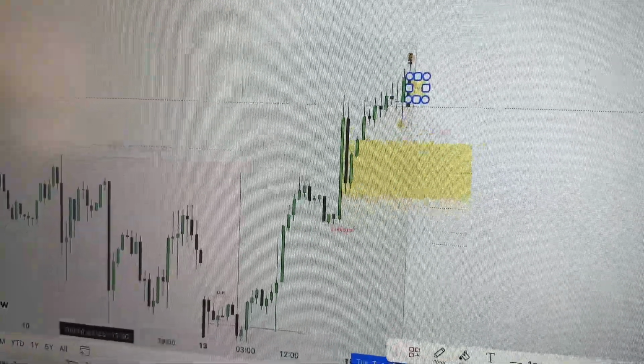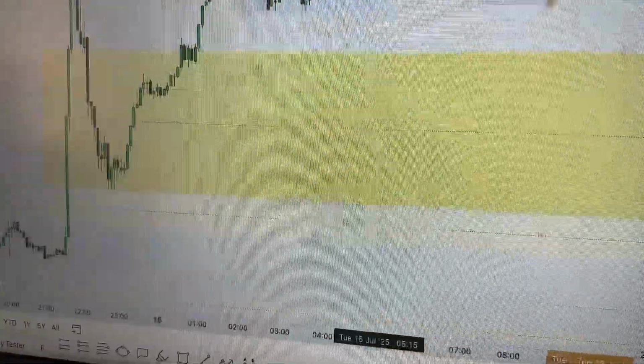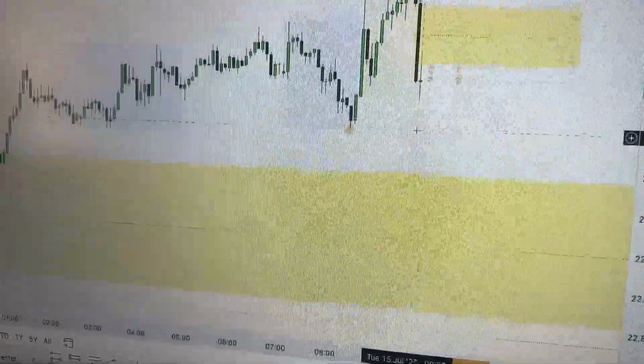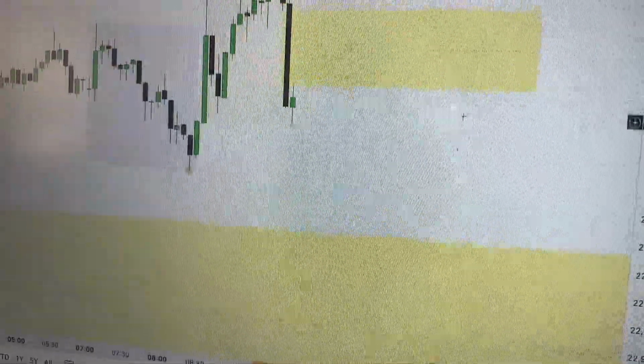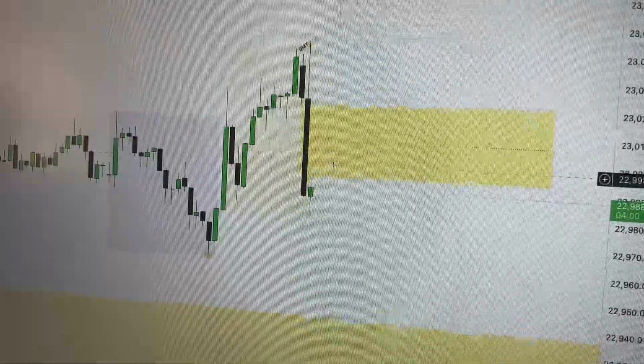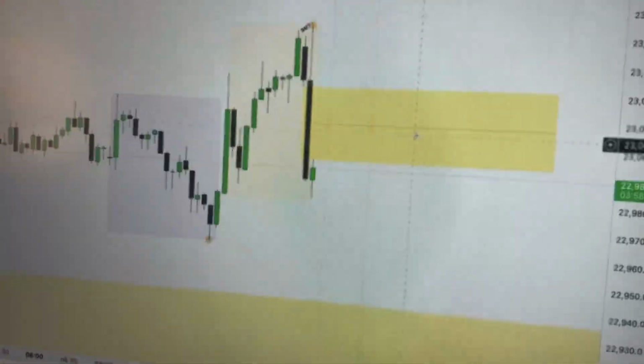So this is a counter trend trade. But remember, I'm a scalper slash intraday trader, so it doesn't matter for me. We just want to go where the liquidity is for the session. So we're going to watch how this develops, and then we'll look at the trade.